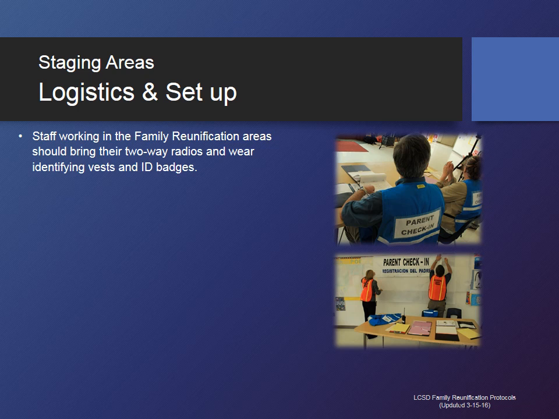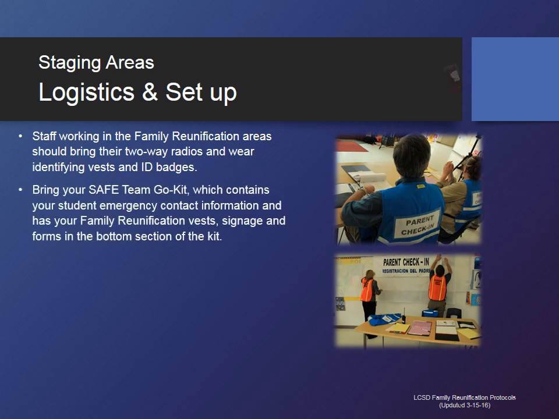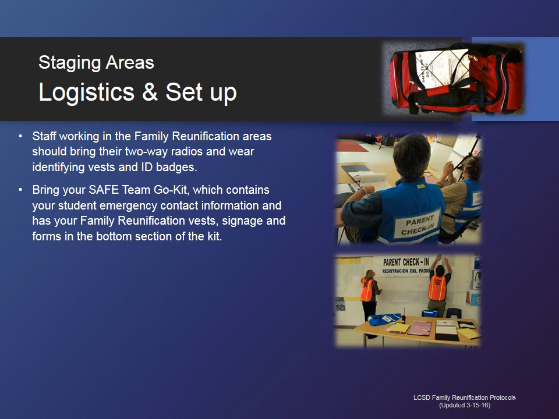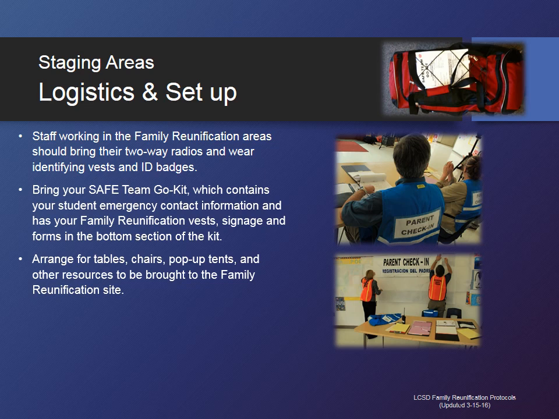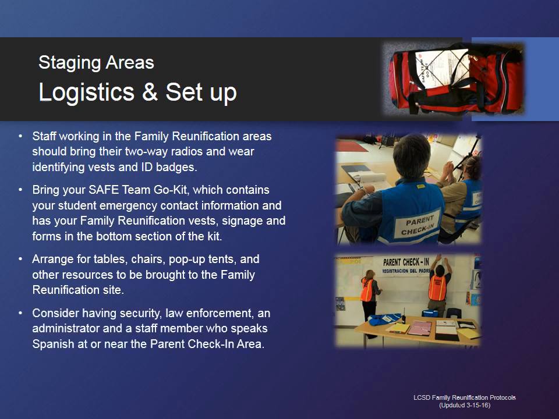Staff working in the family reunification areas should bring their two-way radios and wear identifying vests and ID badges. Bring your Safe Team Go kit, which contains your student emergency contact information and has all your family reunification vests, signage, and forms in the bottom section of the kit. Arrange for tables, chairs, pop-up tents if needed, and other resources to be brought to the family reunification site. Consider having some sort of security or law enforcement, an administrator, and a staff member who speaks Spanish at or near the parent check-in area.